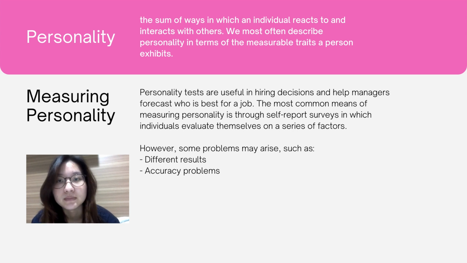Another problem is accuracy, because the result can always be affected by someone's mood. So a candidate who is in a bad mood when taking the survey may have different scores than when they are taking it in a good mood. So accuracy problems may happen from time to time.